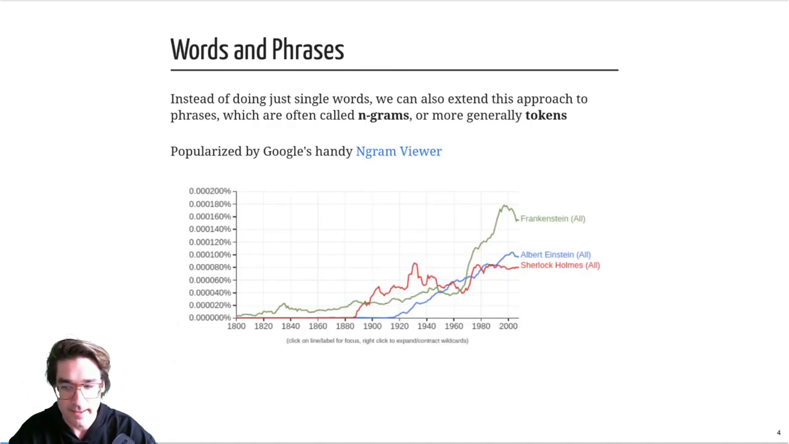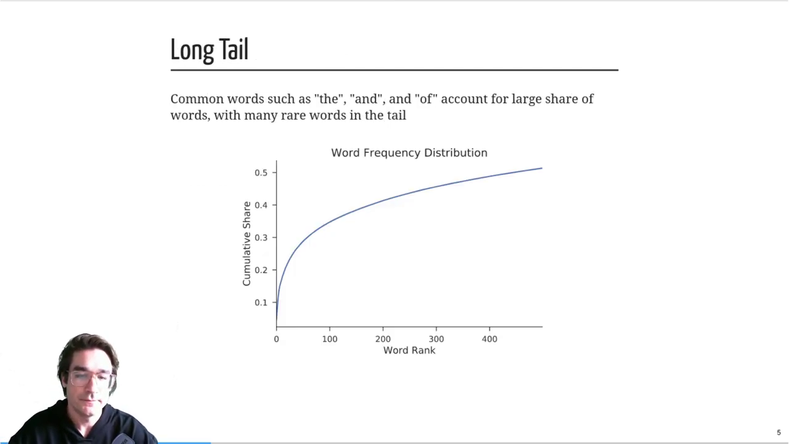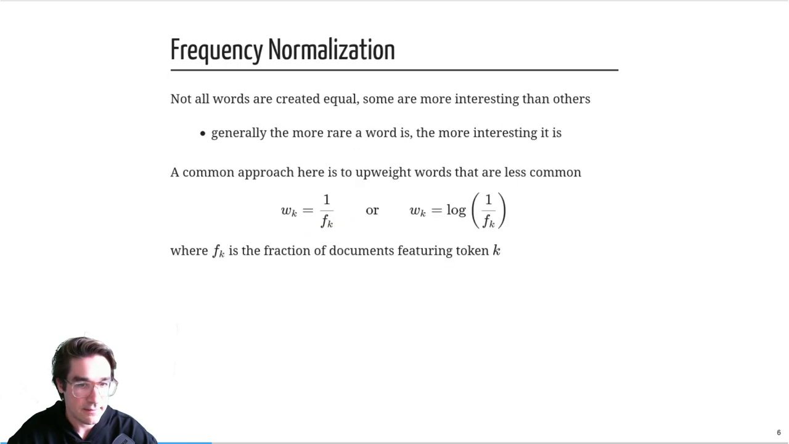You can do that on your own data. You can also use the Google Ngram viewer externally for some broad notion of the frequency of words and phrases. And then you can do weighting techniques, where you look at the document frequency, the fraction of documents that contain that word, and upweight the rarer words and downweight the more common words.